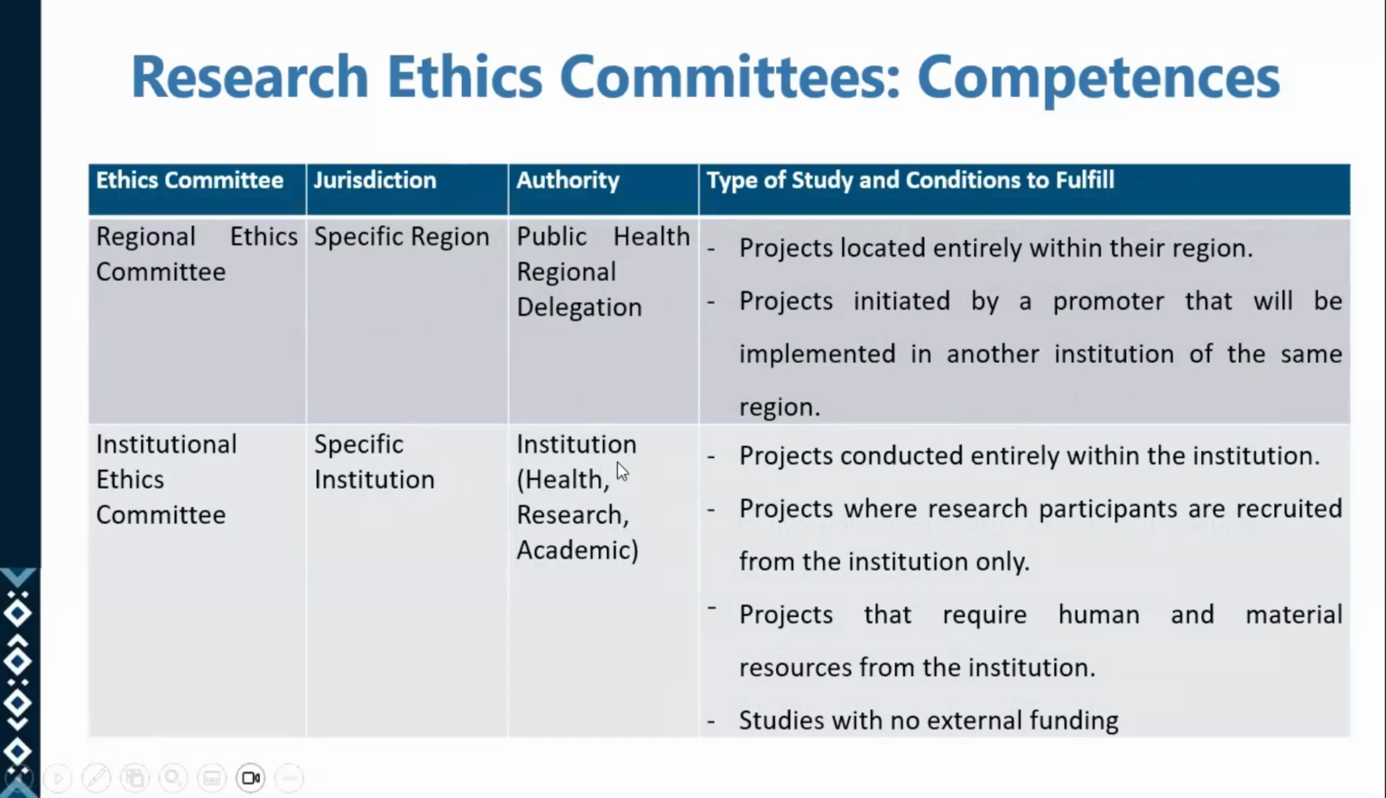And finally, for the institutional ethics committee, the jurisdiction is the institution where you are working, and their authority is still their institution. The institution can be an academic one like universities, a health one like hospitals, or research institutions like CBC. So projects conducted entirely within the institution, projects where the research participants are only recruited within that institution, projects that require human and material resources from the institution, and studies with no external funding. Same as with regional studies.